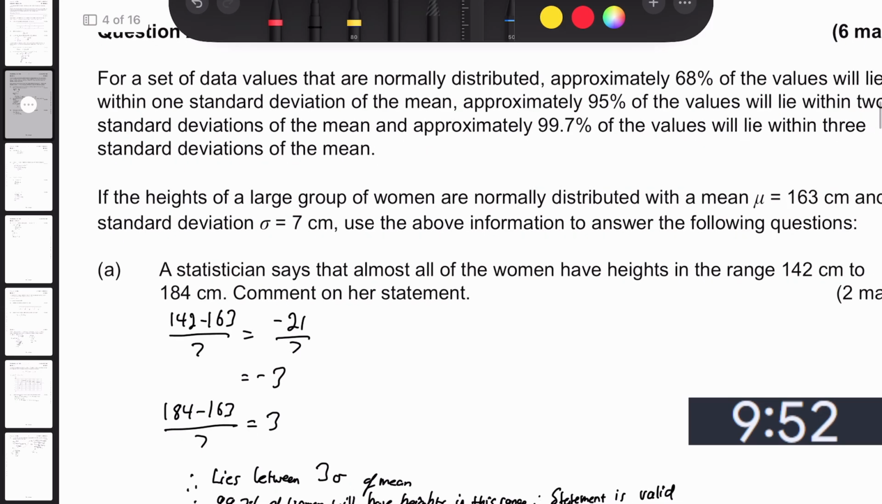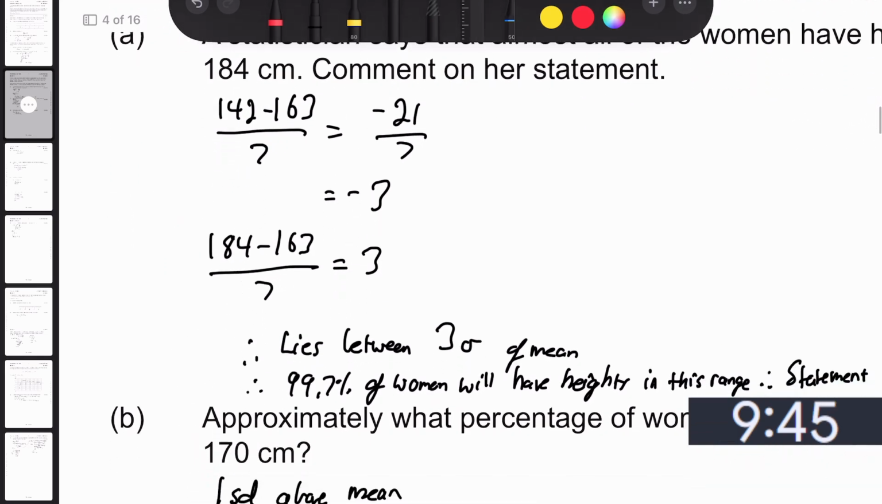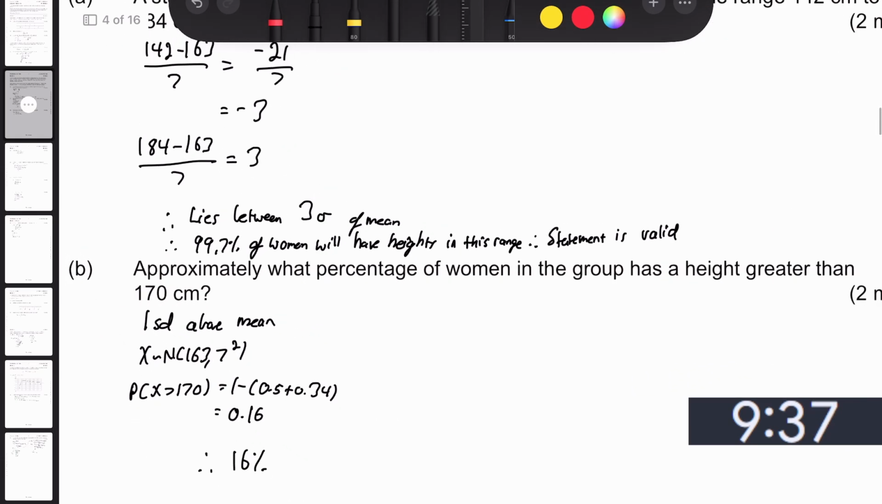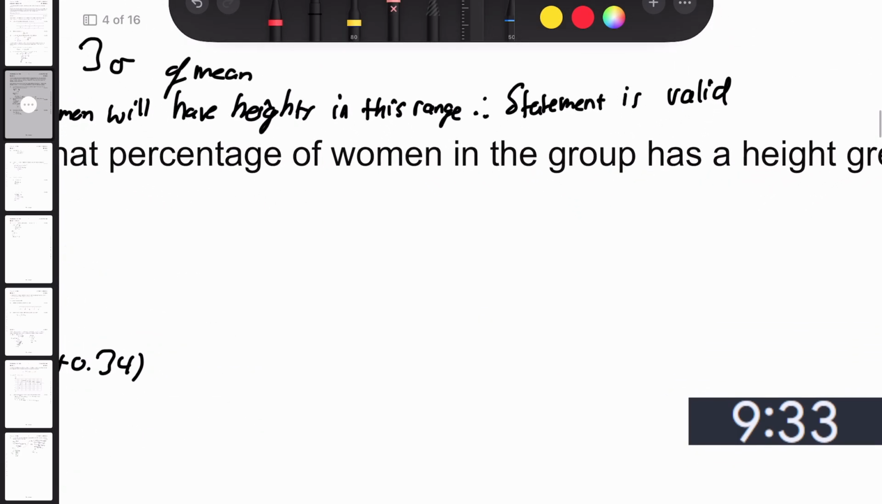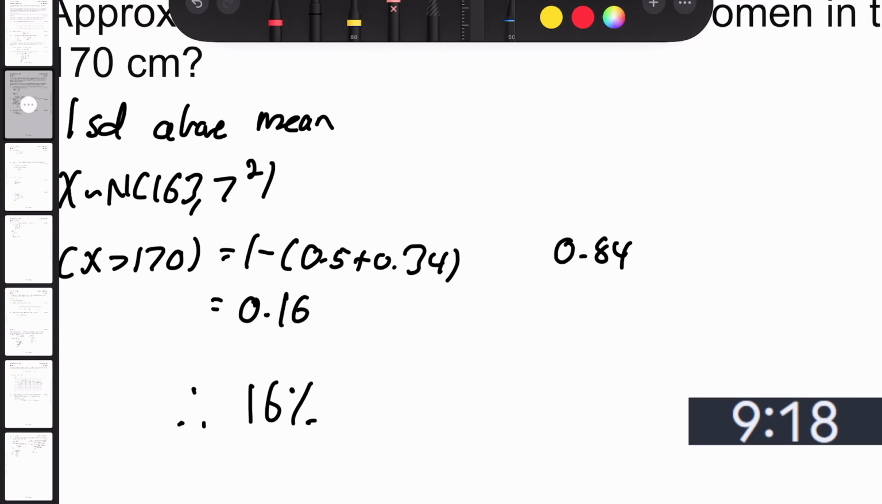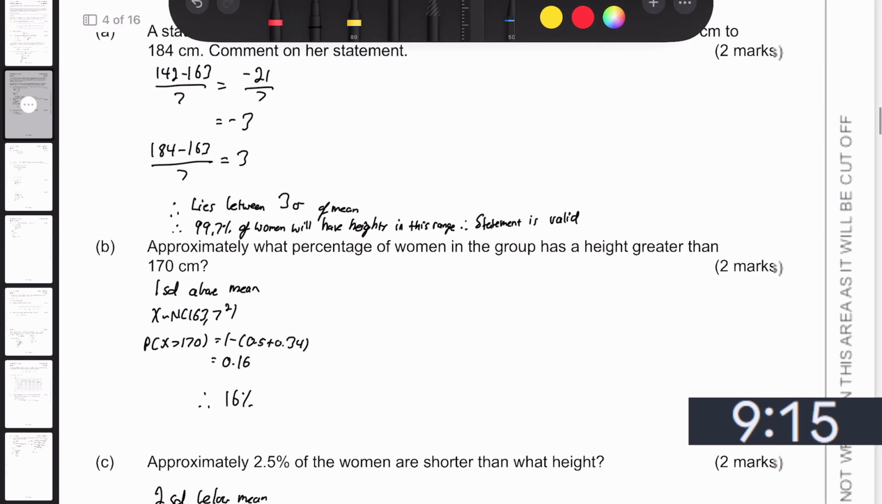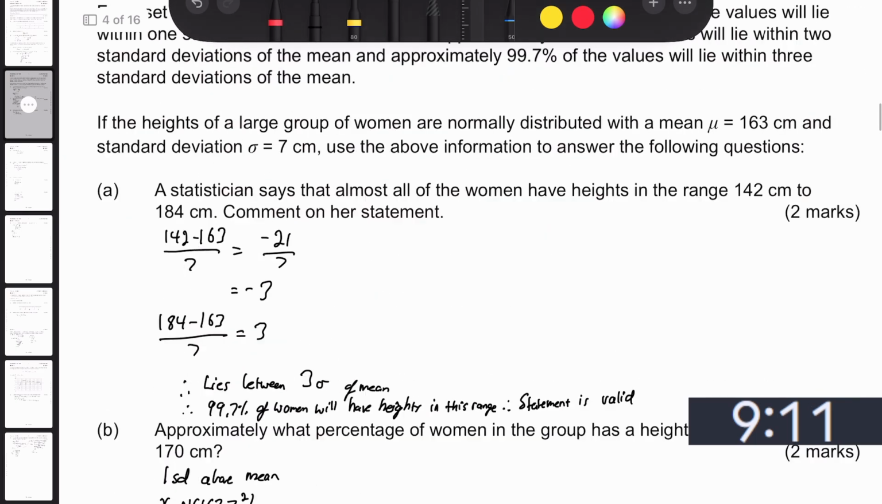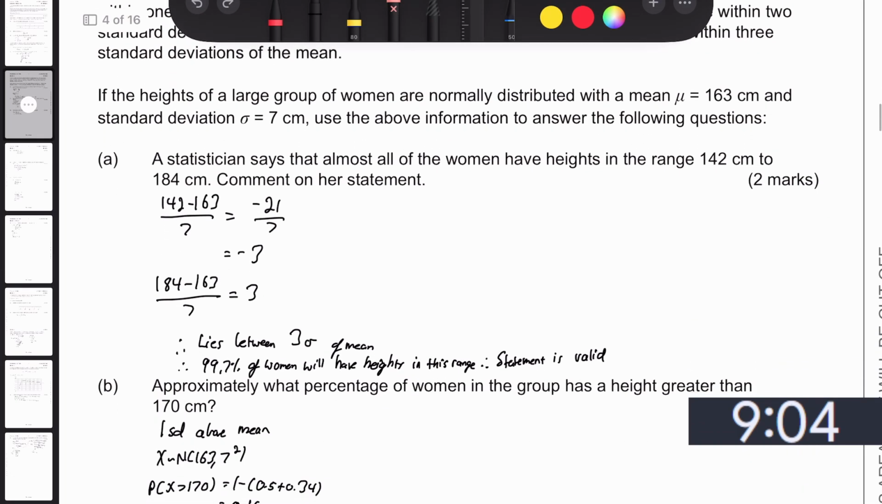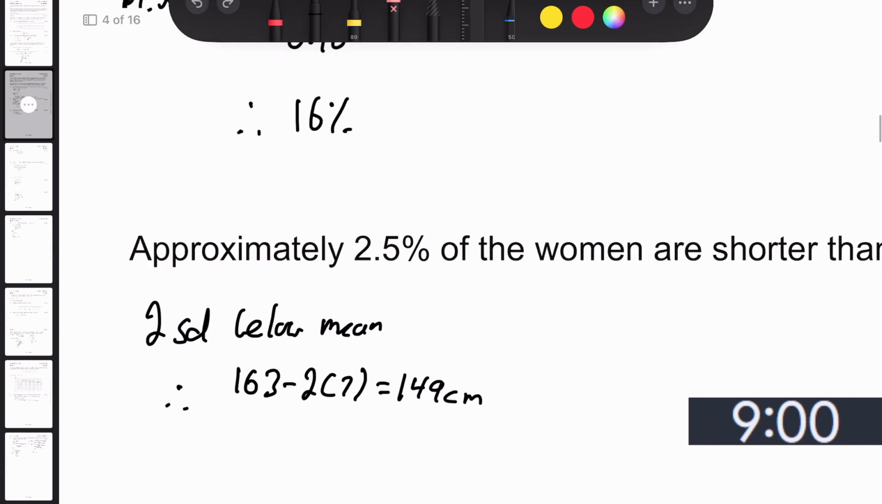The statement 142 is 21 below, 184 is 21 above. So again, that's 3 standard deviations between the mean. Greater than 170 cm is 1 standard deviation above the mean. So then again, that is your half plus your half of the 1 standard deviation. So that's 0.5, 0.34, which is going to be 0.84. So then we have 0.16 remaining. As a percentage, that becomes 16%. 2.5% is going to be 2 standard deviations below the mean. So 2 standard deviations below is 163 minus 14 is 149.